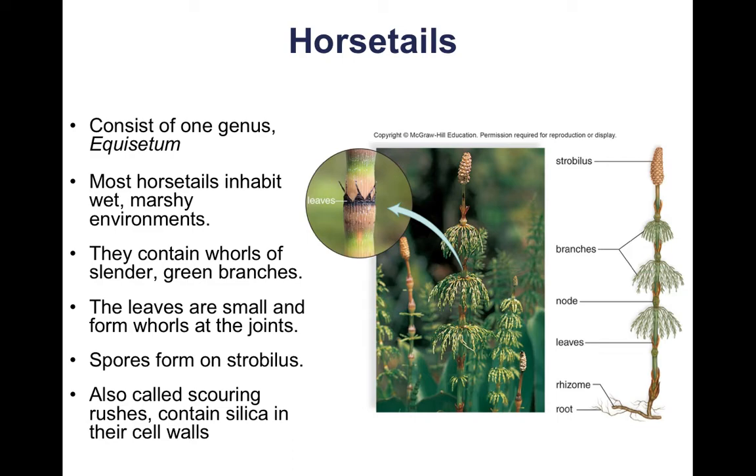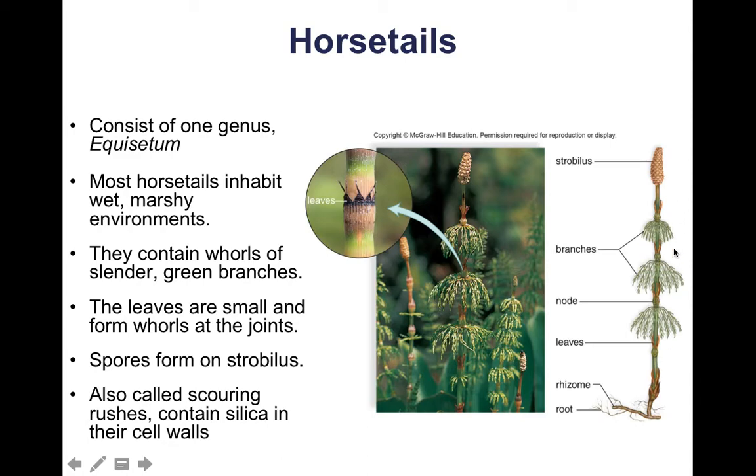Okay, so here we have the horsetails. So these horsetails are kind of really cool. Some people think they look like asparagus, but they're not at all related to asparagus. The horsetails live in very wet, marshy environments, and while they have true leaves, the megaphylls, they're still pretty small. So these are the leaves here. They form in whorls at the different little joints here.